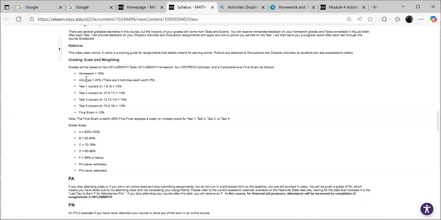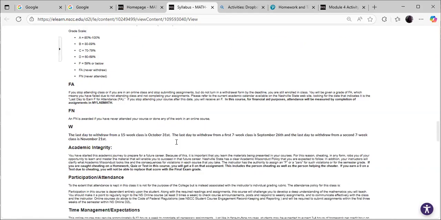So there's the breakdown here. We have homework, 15%, activities, 20%. Each test of 4 tests are worth 13%, and the final exam is 13%. And then the grade scale is common. 90 to 100 is A, 80 to 89 is B, and so forth. Okay.